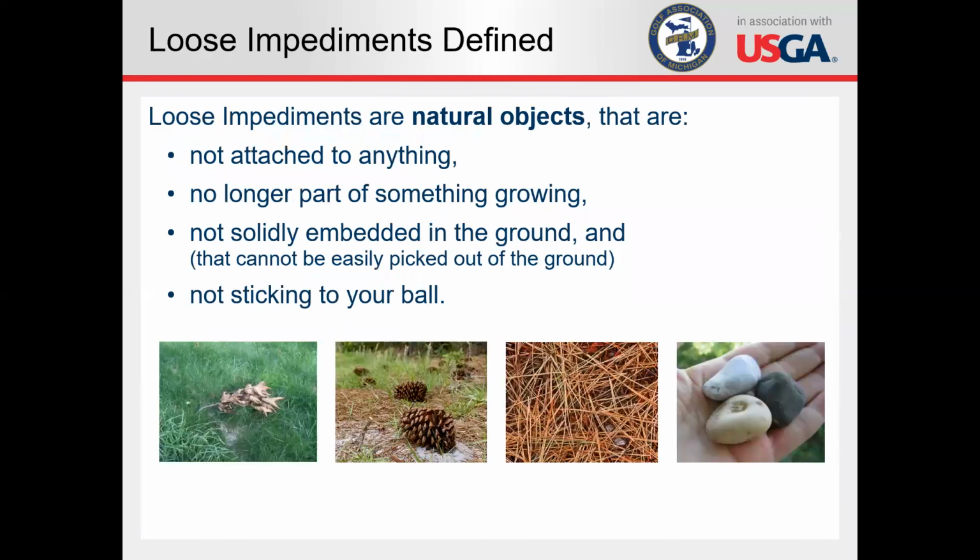So again, loose impediments are natural objects that are not attached to anything. They're no longer part of something growing. They're not solidly embedded in the ground, and they cannot easily be picked out of the ground. And they can't be sticking to your ball. So you can see these leaves here, pine cones, pine straw, stones. A big thing, stones in bunkers are now, we'll get to the bunkers, but stones are going to be loose impediments, and that will now be allowed. So you can remove those without penalty, whether a local rule is in place or not, as was previously the case.